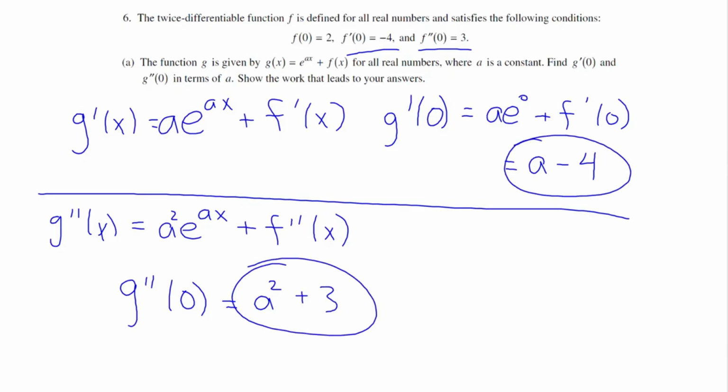And they gave us 4 points for this. 1 for an expression for g prime, 1 for g prime of 0, 1 for the expression for g double prime, and 1 for g double prime of 0.